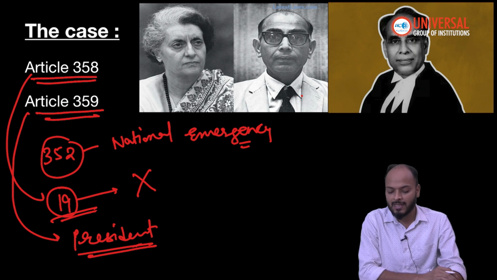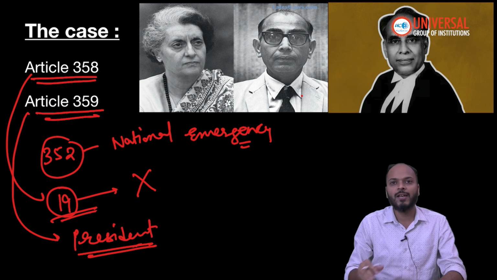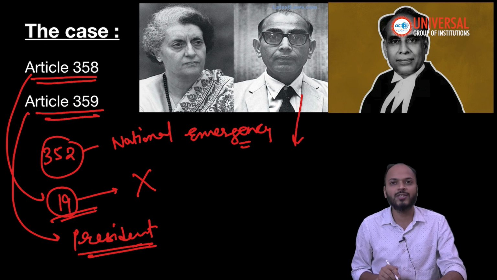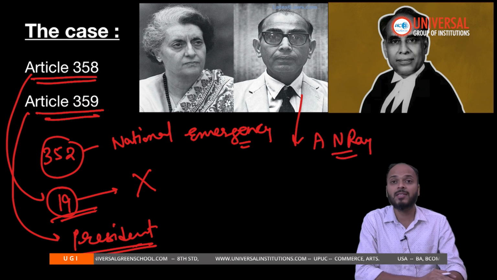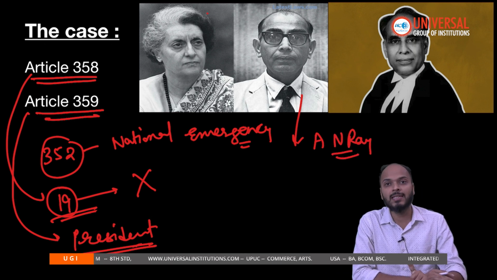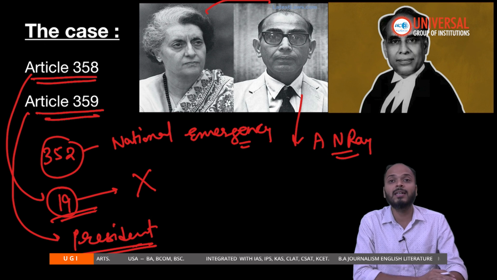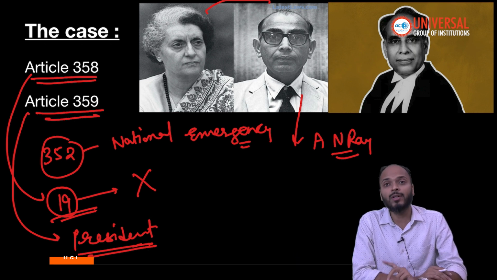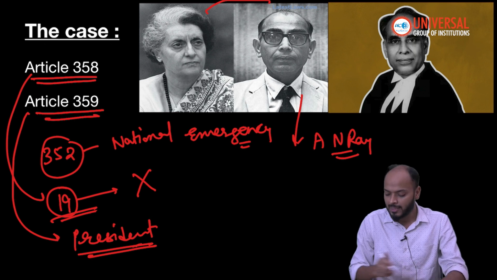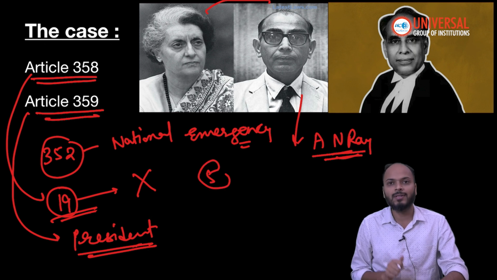Now coming to this case, when this case was filed, the Supreme Court formed a 5-judge bench headed by the Chief Justice of India at that time, Justice A.N. Ray, right? Same Justice A.N. Ray who was made CJI in 1973 by the Indira Gandhi government, even though he was not the senior-most in the Supreme Court, because in the Keshavananda Bharati case he ruled in favor of the government, right? So Justice A.N. Ray formed a 5-judge bench to hear this case.